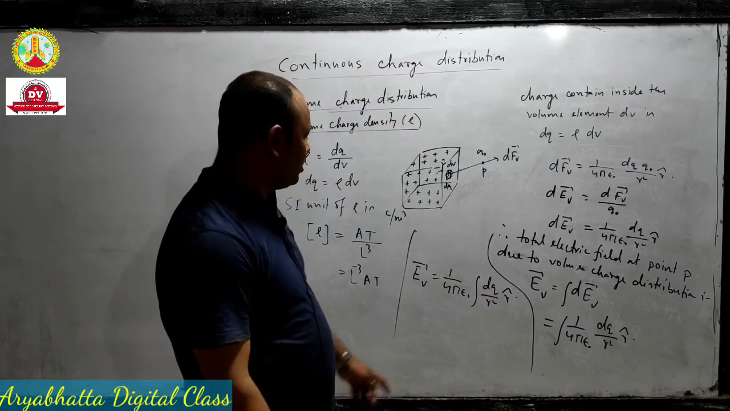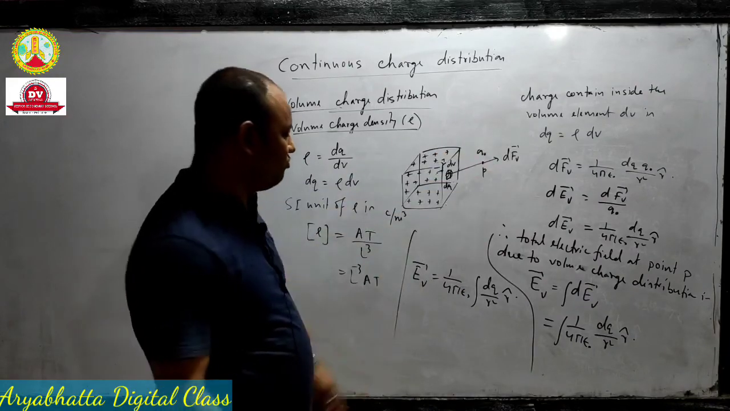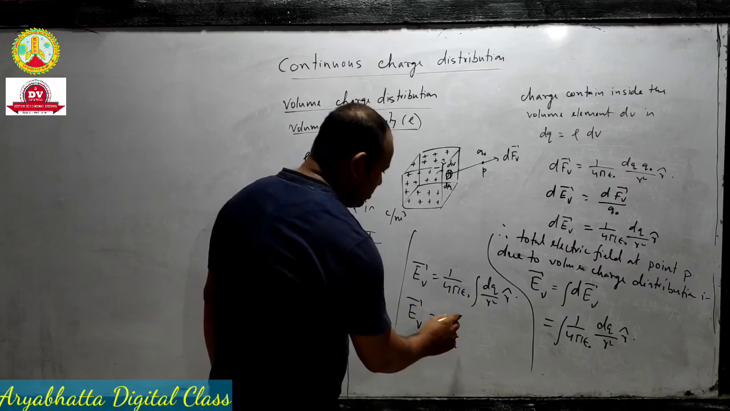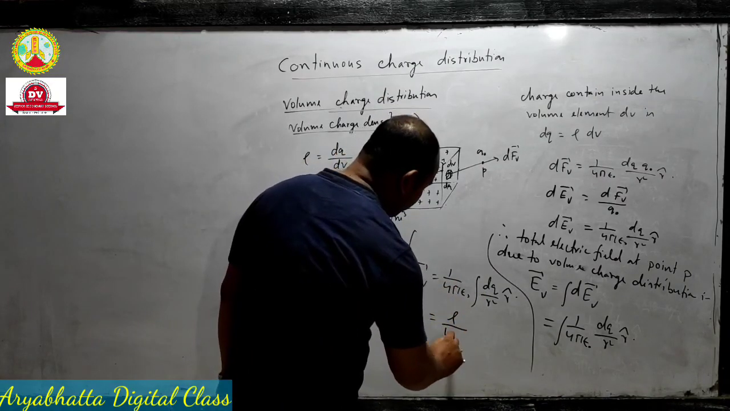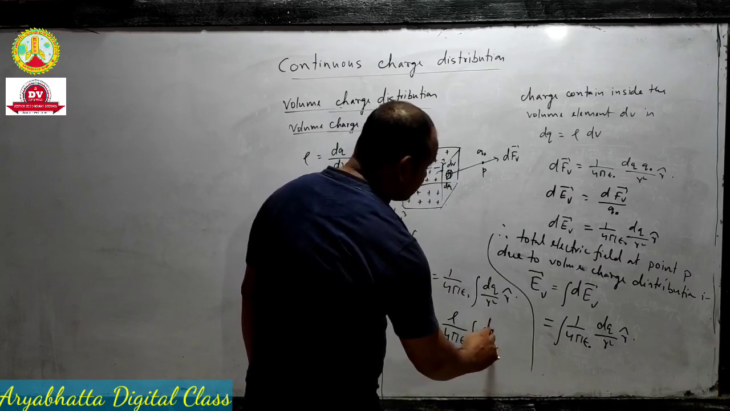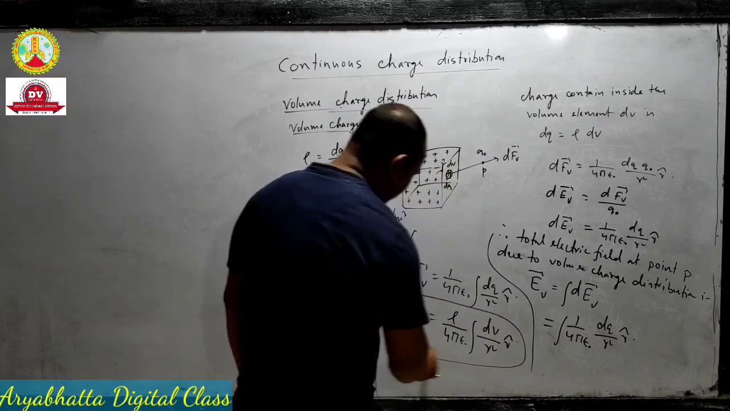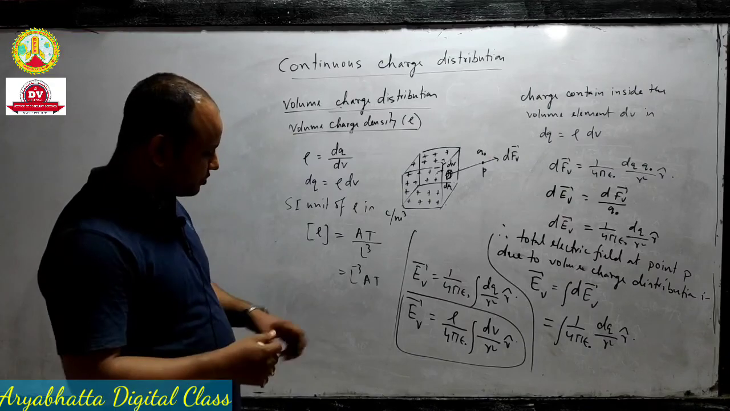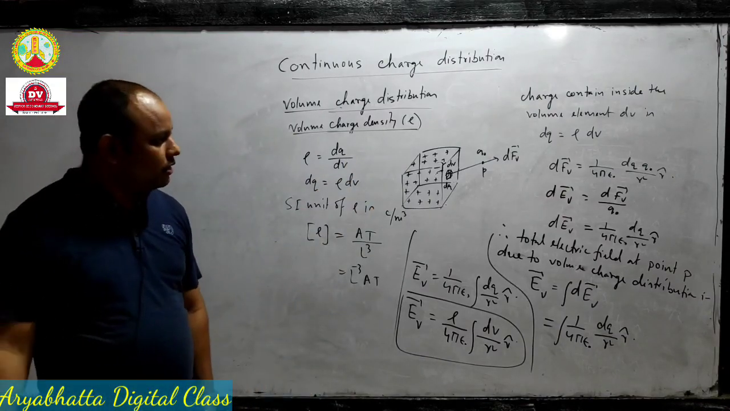In place of dq we can write rho dV. Here rho is constant, that is why it comes out: rho by 4 pi epsilon naught integration dV by r square r cap. So this is the value of the electric field at point P due to a volume charge distribution.